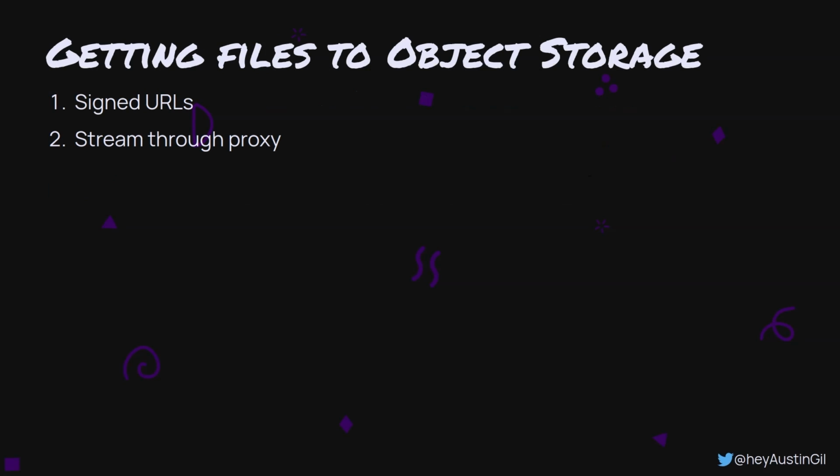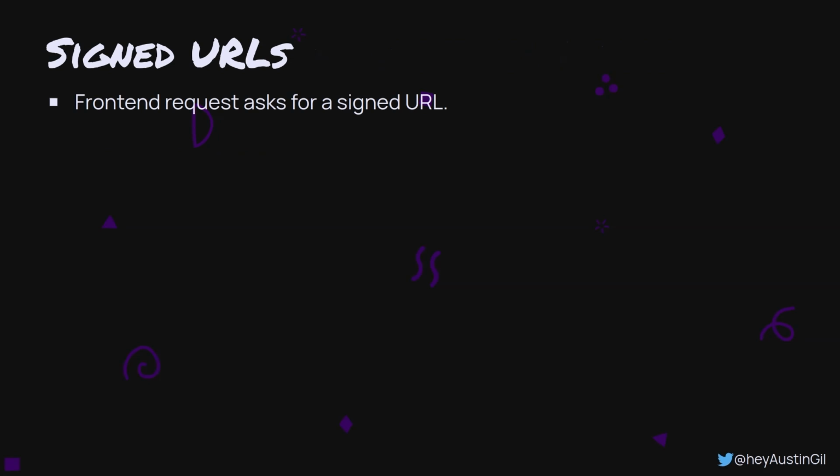So how does object storage work, or what is the workflow? You basically have two different ways to take your files and upload them to this object storage bucket. You can use signed URLs, or you can use what I call a stream through proxy. Signed URLs look like this. The front end or the client is going to make a request that goes to the back end. It's going to ask for a signed URL. The back end is going to make that request to the object storage provider to get the signed URL.